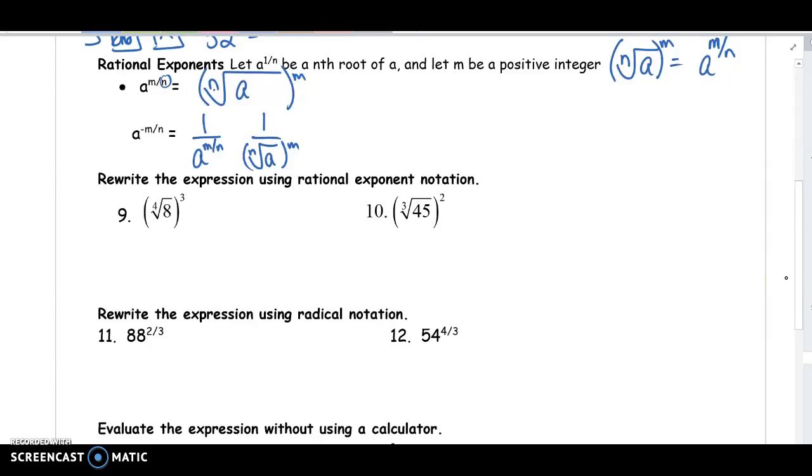So, in the next few examples, they want us to rewrite. We are currently in radical form. We need to rewrite it as a rational exponent. So the index of the radical is the denominator of the fraction. So 8 raised to the 3/4. Try number 10 on your own.